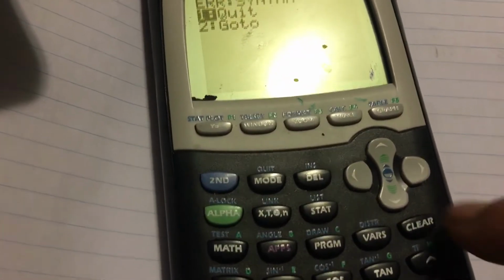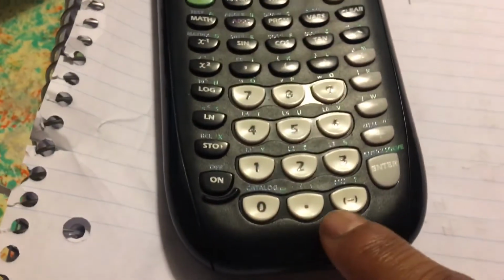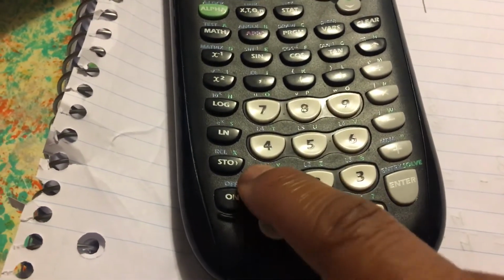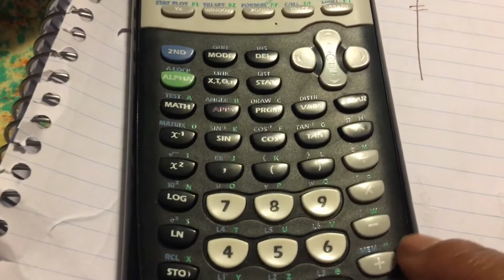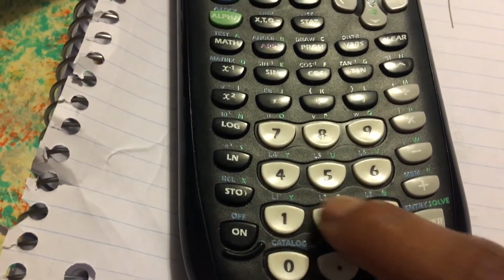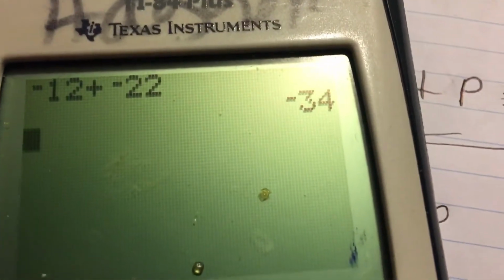Oh, something went wrong there. It gave me an error. Let me clear that out. Let me see what I did wrong here. So we're going to add a negative 12 plus a negative 22. Press enter. What do we have? We have a negative 34. So our answer is p is equal to negative 34.